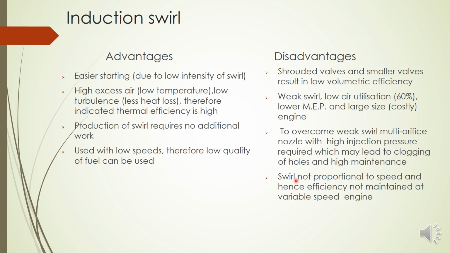Then another thing is, in this one the swirl is not proportional to the speed of the engine. Since we are using the swirl in the induction or suction stroke, even if the speed of the engine increases, the swirl will remain the same. So it is not proportional to speed. Therefore efficiency is not maintained at a variable speed engine. If the engine has a very varying speed range, this is not suitable because the swirl will not increase for high speed.